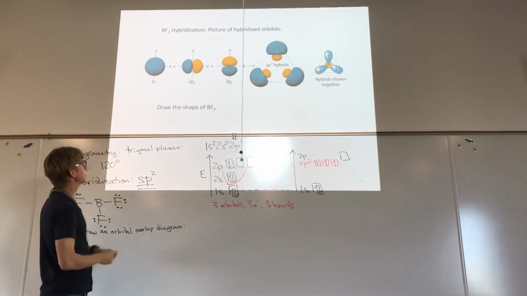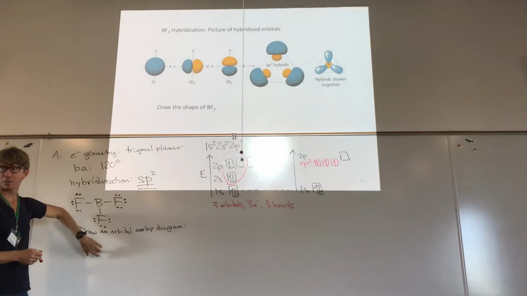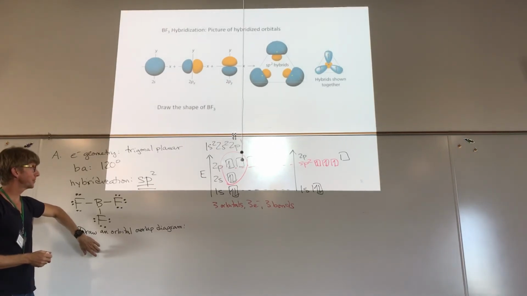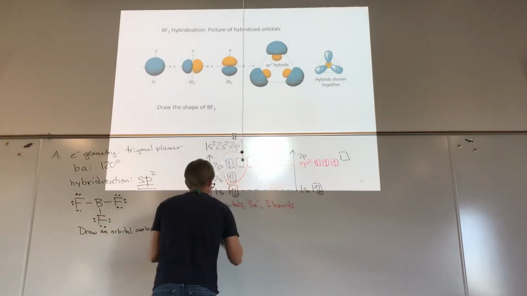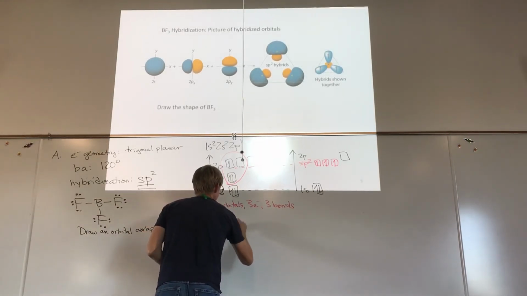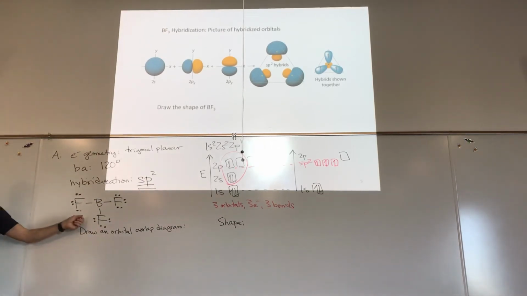This time we will draw the shape. Then we will draw an orbital overlap diagram for this molecule. I'll draw the shape first. Remember, Lewis structures don't have to show shape. They can, they don't have to.